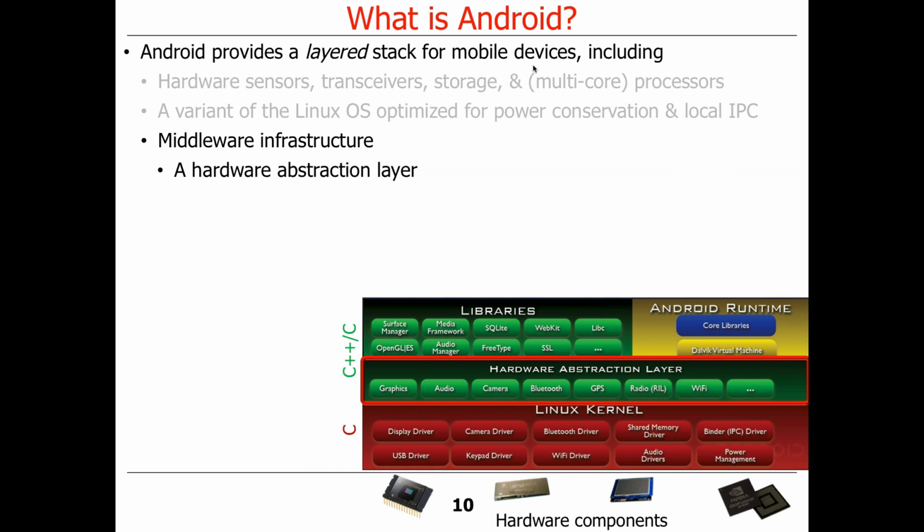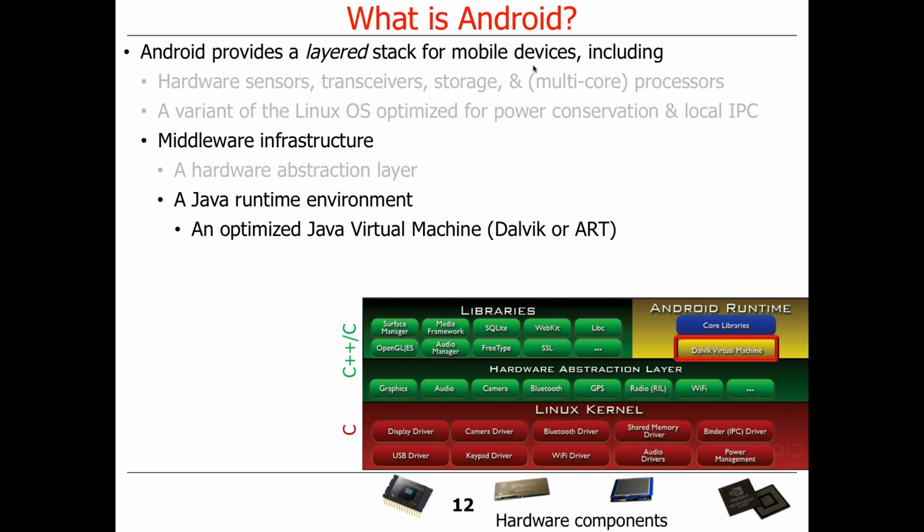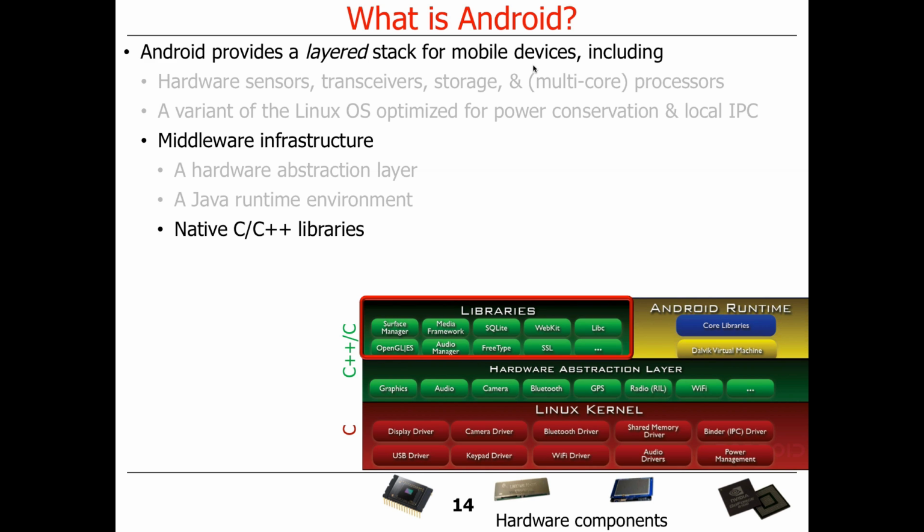or even laptop environments. There's a Java runtime environment, which has a couple of layers. It has a virtual machine layer, which provides a managed hosting environment for running Java bytecode. There's also a subset of the core Java libraries, so some of the things we've been talking about, like collections, for example. And then there's also a set of native C and C++ libraries that do all kinds of interesting things. In fact, a lot of the actual heavy lifting in Android is actually done in C and C++. And we'll talk a little bit later about why that is.